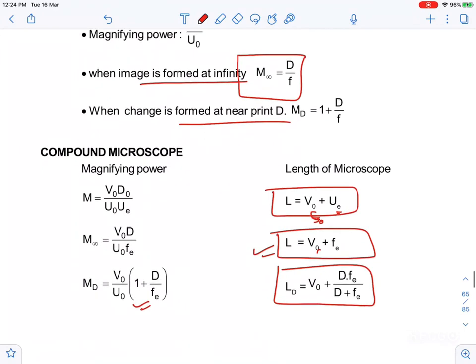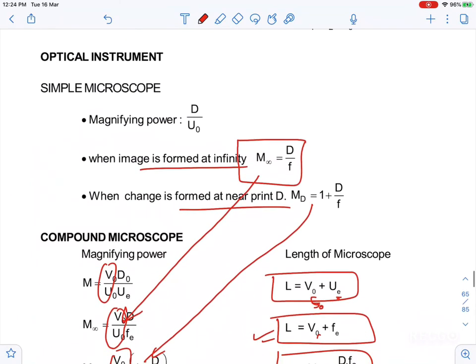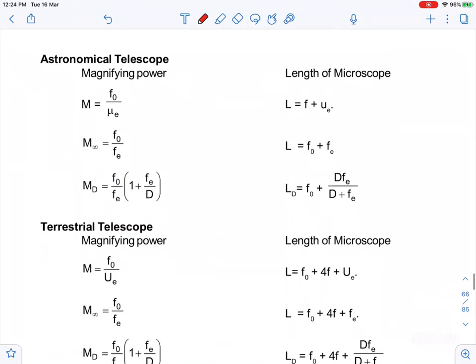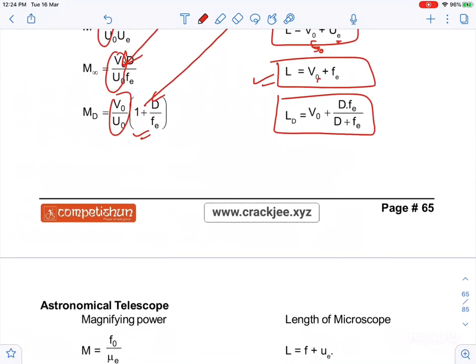Now if magnification I am talking about, same as like this, 1 plus d by f, you have written 1 plus d by f, v0 upon u0 d by f. So just v0 upon u0 you will multiply in this formula, and you get the result v0 upon u0 d by ue. So all the things you have to just multiply by v0 by u0 in this formula.